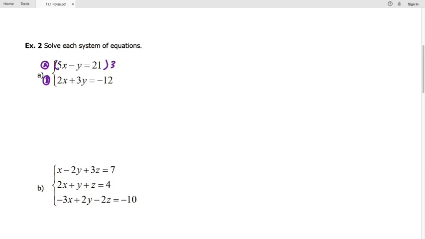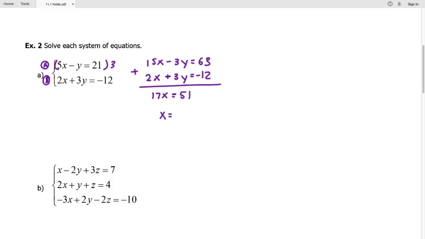So what happens is we get 15x minus 3y is equal to 63. And we're going to add equation B to all of this. And we see that the y's are going to eliminate. We get 17x is equal to 51. Divide by 17. x is equal to 3. And then take an equation, A or B, doesn't matter. Plug in 3 everywhere we see x and solve for y. So 5 times 3 minus y is equal to 21.